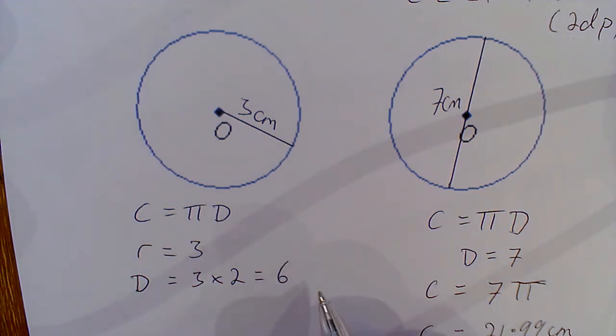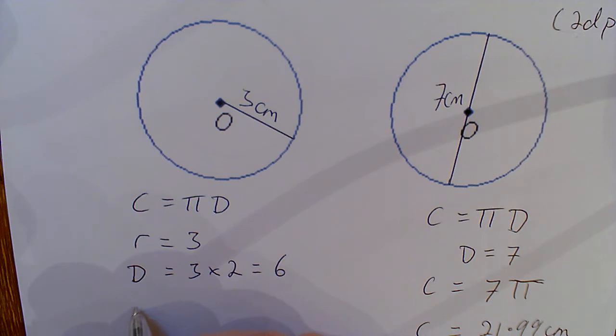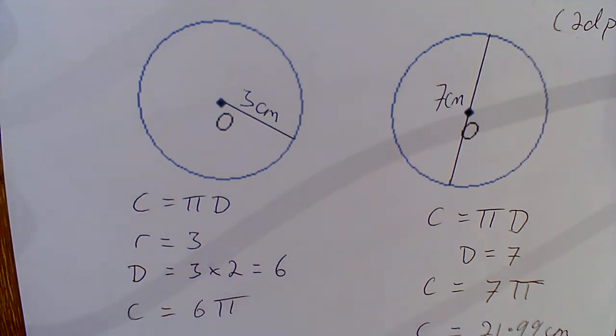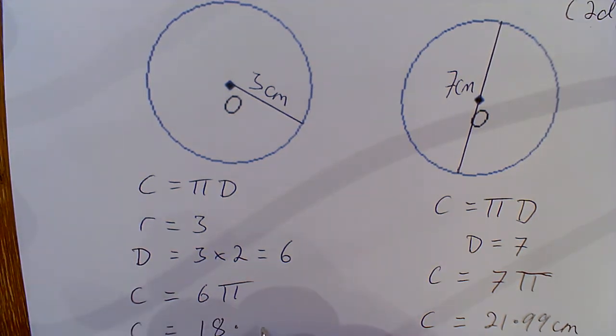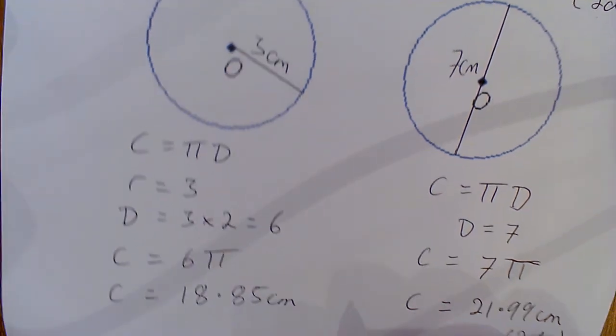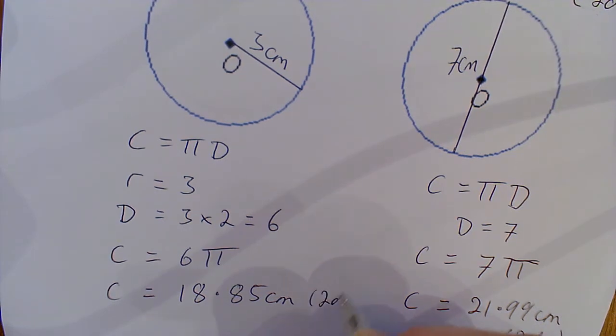6. Once we've done that extra step, then we're back doing circumference is 6 pi, and if it was the answer in terms of pi, that's it. If I then work it out on the calculator, so pi times 6 to 2 decimal places, I get 18.85 centimetres. That's to 2 decimal places. I'll write that in.